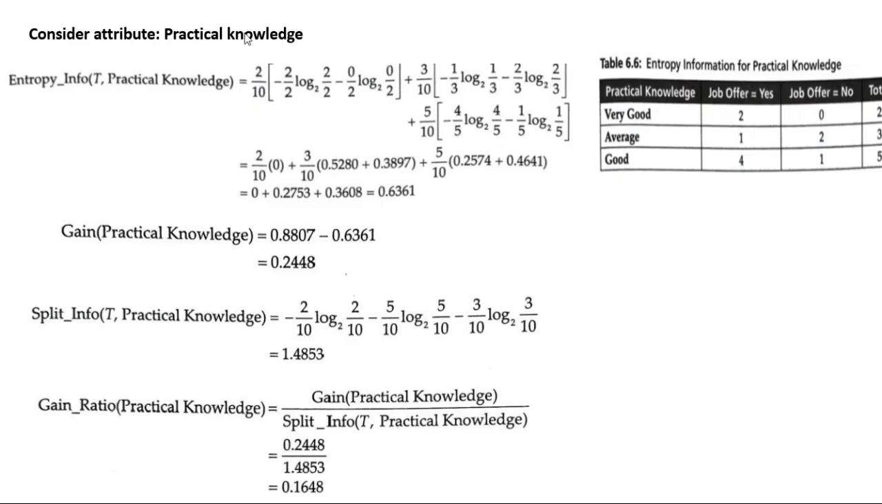Similarly I have repeated entropy information, gain, split info, gain ratio for the third attribute, practical knowledge. First you make this table correctly. In practical knowledge you have 3 different values: very good, average, good. So you write how many job offers are yes, how many job offers are no, and what is the total. Then looking at this table you find out all these 4 metrics.